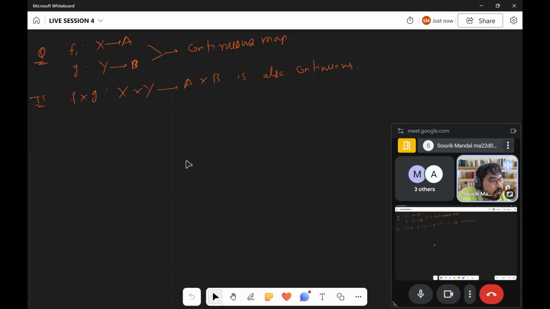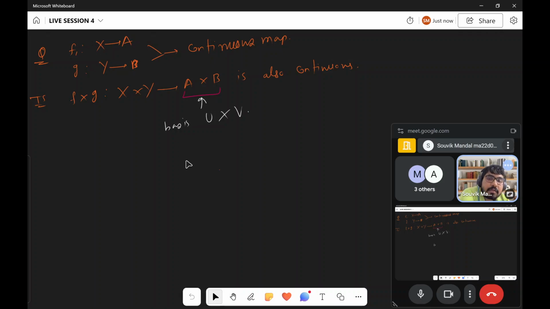Okay, so what do you need to show? If you take an open set in A cross B, you need to show that its inverse image is open. Now the point is that A cross B has the product topology. So instead of considering a general open set, you consider its basis elements, which are of the form U cross V, and then consider the inverse image of U cross V under this map f cross g.